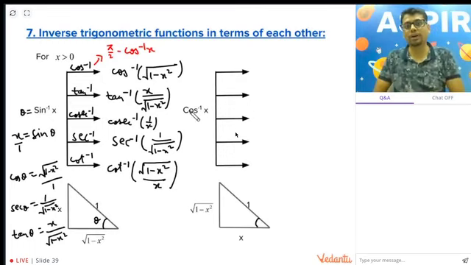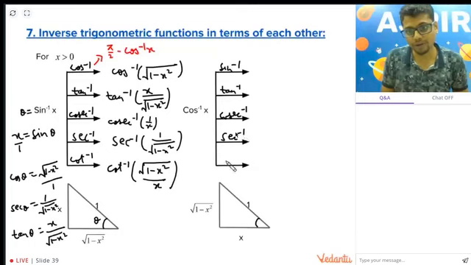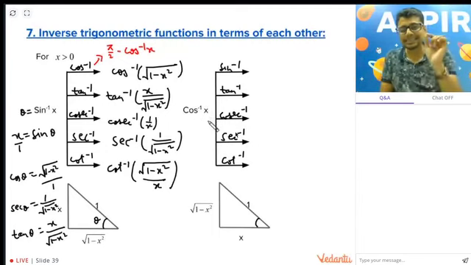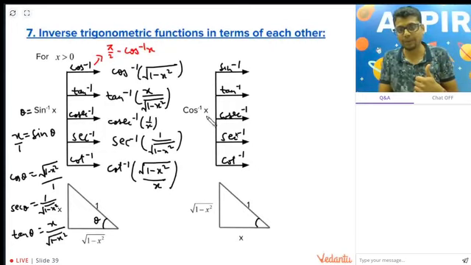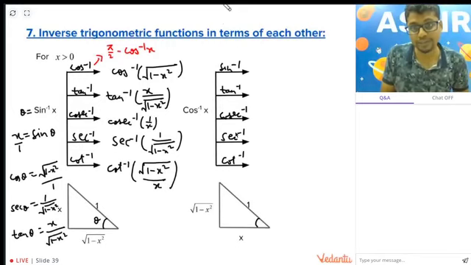Now, what about cos inverse x? I can convert cos inverse x in terms of sine inverse term or tan inverse term or cosec inverse term or sec inverse term or cot inverse term, right? Now, if it is cos inverse x, similarly, I can see it as cos inverse x by 1. So x I can see as base and 1 is hypotenuse, because x is greater than 0. So what will be perpendicular? Under root 1 minus x square. So of course, cos inverse x I can quickly write as what?